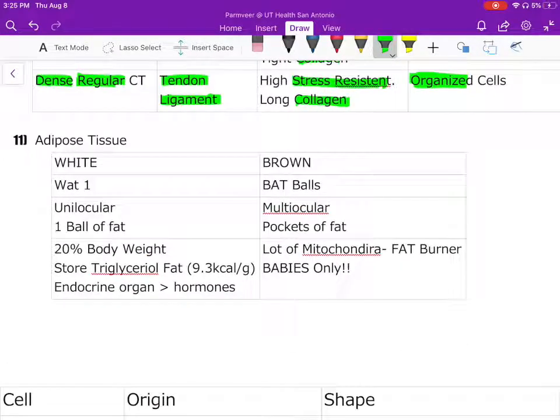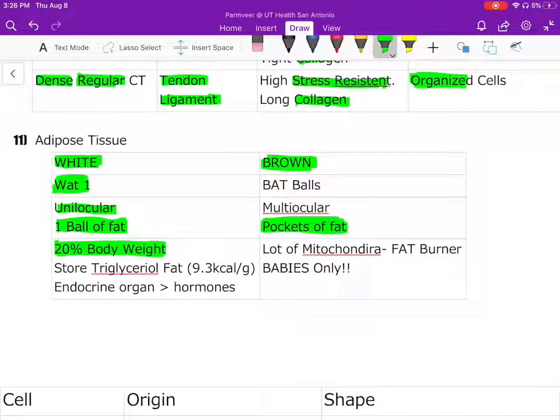Then we go into, lastly, the two types of adipose tissue. Adipose tissue, you have your white or your yellow fat, and you have your brown, which is brown fat. Like we said earlier, white is one, meaning unilocular, one ball of fat, whereas brown is pockets of fat, and they're multi. White is usually found in adults and it accounts for 20% of the body weight. Females usually have more of white fat than male, whereas brown fat, you usually find it in babies. It's good if you have it as an adult because it has a lot of mitochondria and leads to fat burner. Whereas our white fat, like we know of the fat that we're used to, stores triglycerol at about 9.3 kilocal per gram, and also is an endocrine organ releasing hormones.